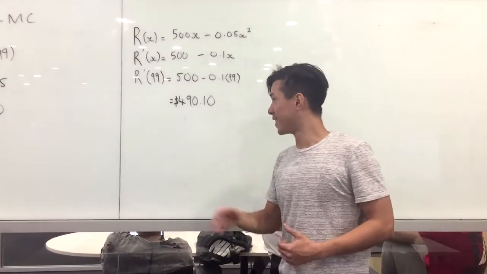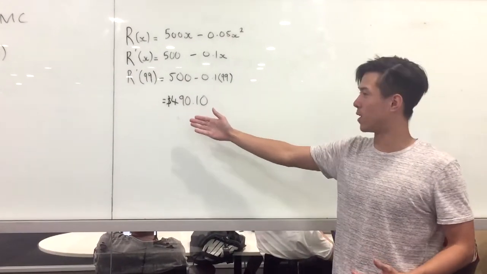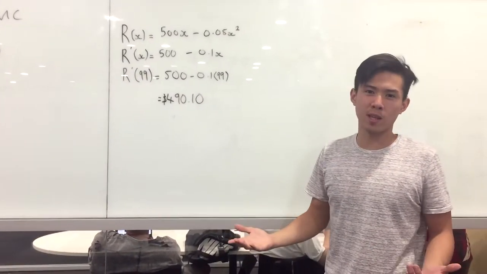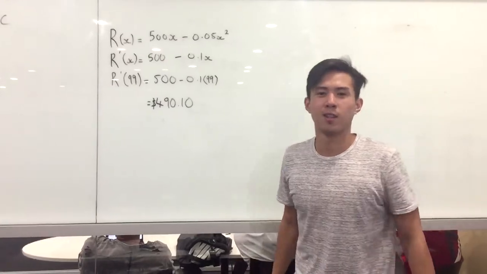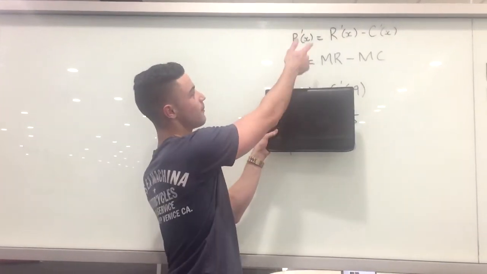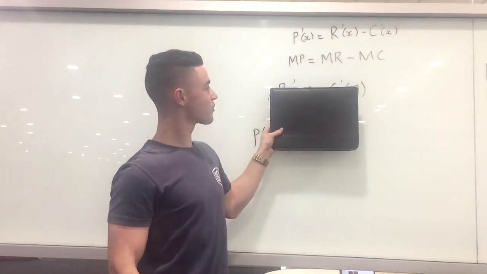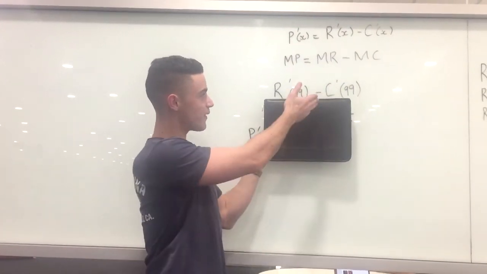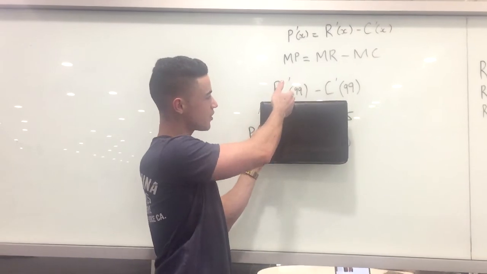But this may look like a big number, but do we really know if we're making a profit or a loss? Okay, so to find out if we made a profit or not, what we're going to do is use our marginal profit function. It's really easy to calculate. You just take the marginal cost function and subtract that from the marginal revenue function.